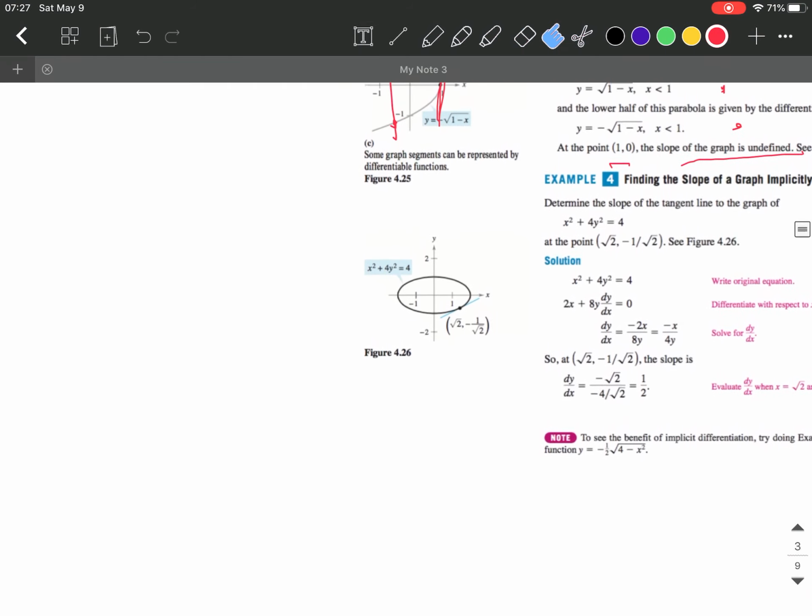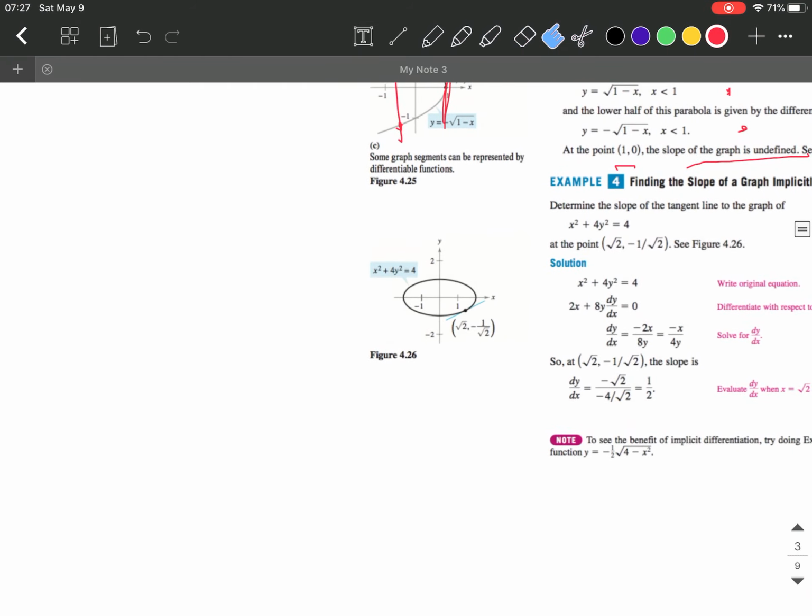Let's do example 4. Determine the slope of the tangent line. So whenever they want you to find the slope of a tangent line at a specific point, all you have to do is find the derivative and then plug in the point. So let's do this one very quickly. And you have x squared plus 4y squared equals 4. So they want you to find the derivative.